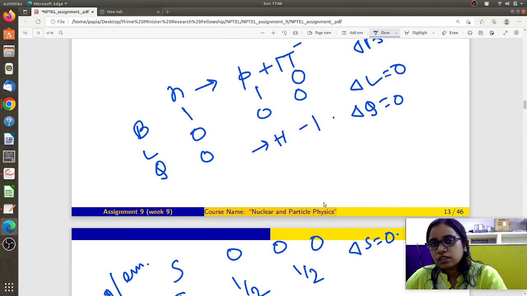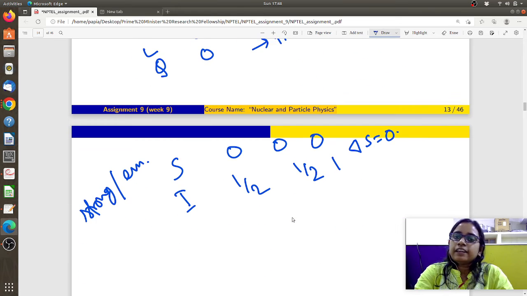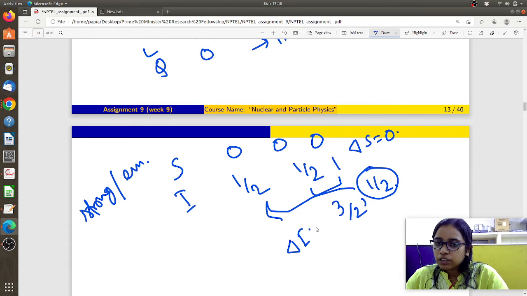Pi minus has an I value of 1. So if I calculate the vector sum, that means here in the left hand side, two possibilities will be there. One is 3/2 and one is 1/2. So if 1/2 is there, that means 1/2 and 1/2, that means delta I equals 0. So I is also conserved here.